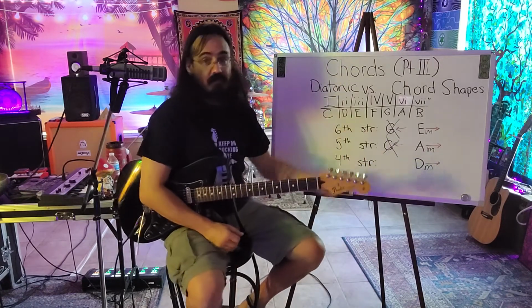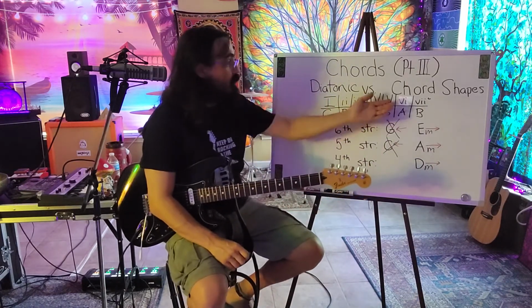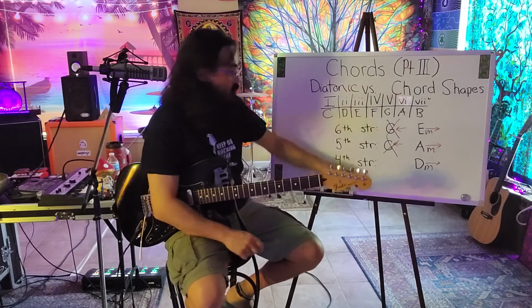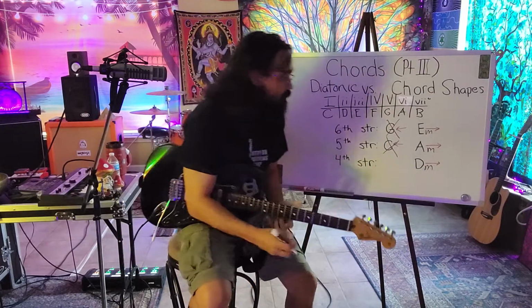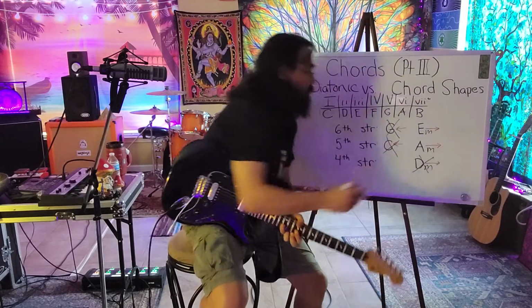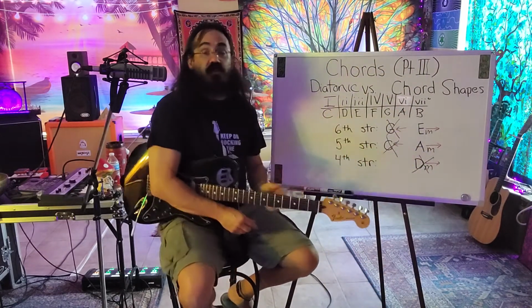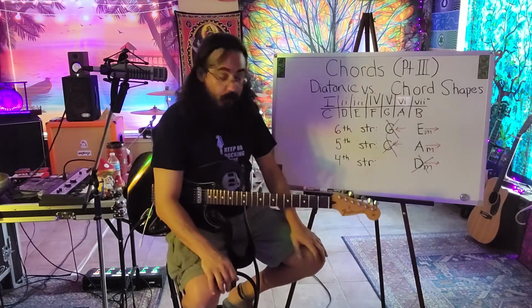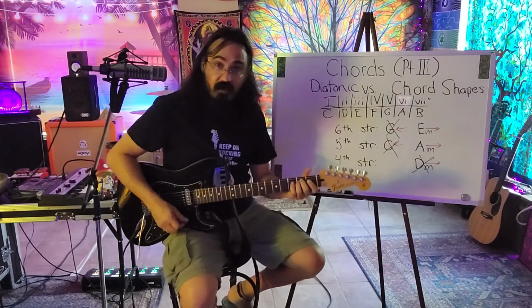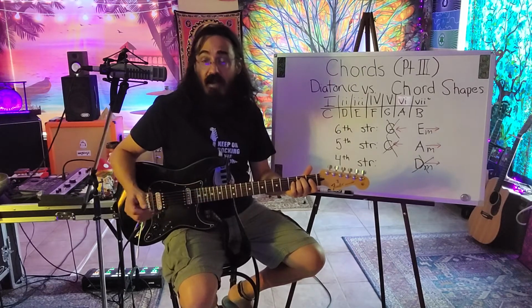All right, so just as there's 3 major chords in a key, there's 3 minor chords. So simple. Let's go then to the 6th string root shape, which is based on E minor, or the E minor shape.